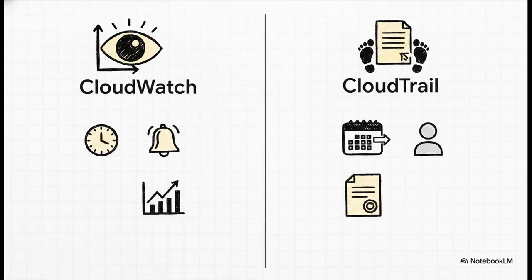Okay, let's do a quick rapid-fire review to really hammer this home. You ready? CloudWatch, real-time performance metrics, operational health. CloudTrail, historical record of API calls, security and compliance. CloudWatch, alarms based on how your resources are performing. CloudTrail, an audit trail of what users and services did. CloudWatch asks, how is my application performing? CloudTrail asks, who made a change to my environment? Simple as that. You got this.